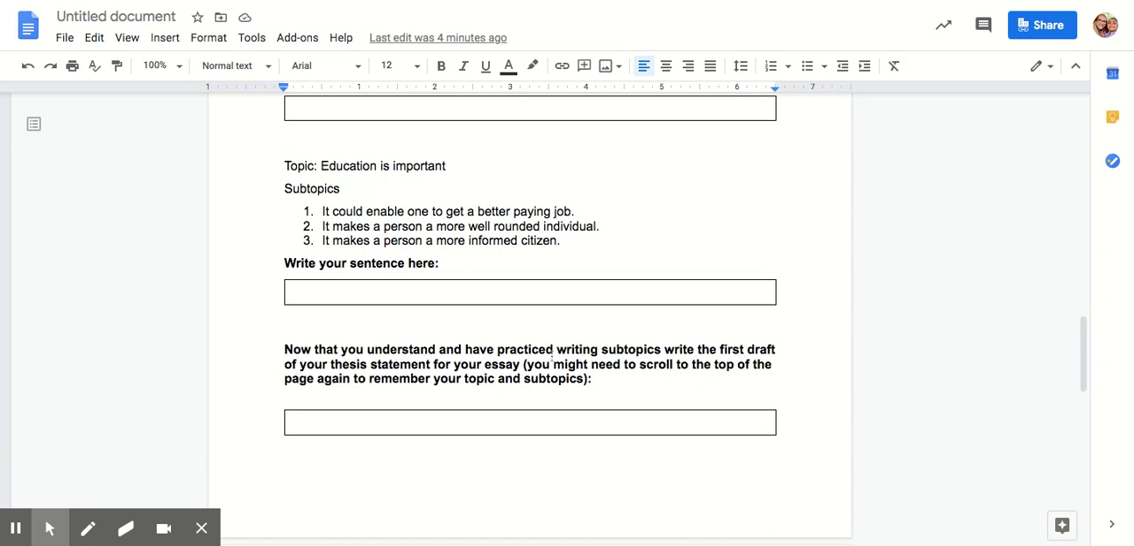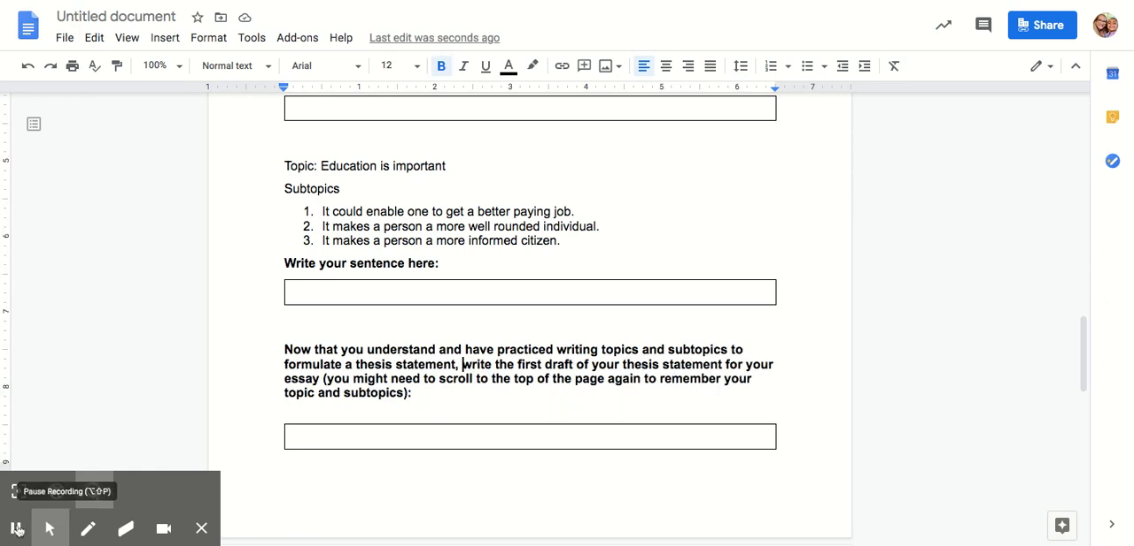Okay, now that you are all ready, it is time to write your own thesis sentence for your paper, for your own essay. Now that you understand and have practiced writing subtopics and topics to formulate a thesis statement, write the first draft of your thesis statement for your own essay, and that's going to go right here. So you are going to write a thesis statement. It's your first draft, and it has to include your topic as well as your three subtopics in order. So go ahead and do that now, and then we'll go over them.